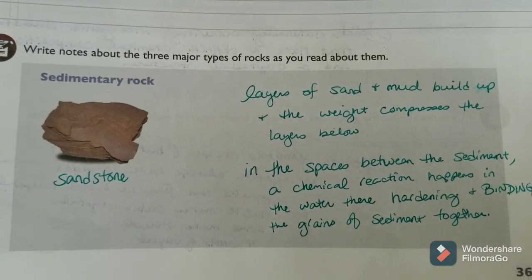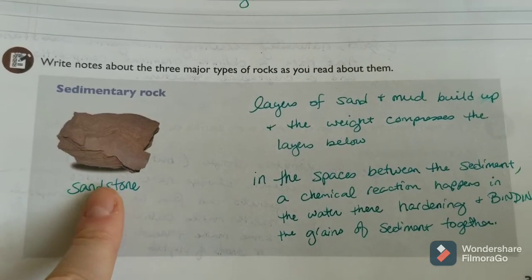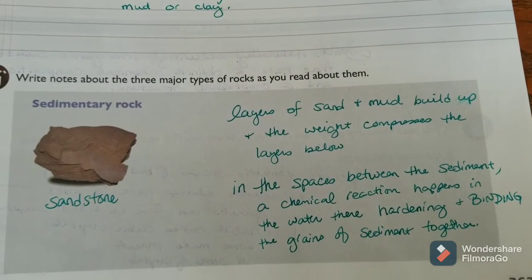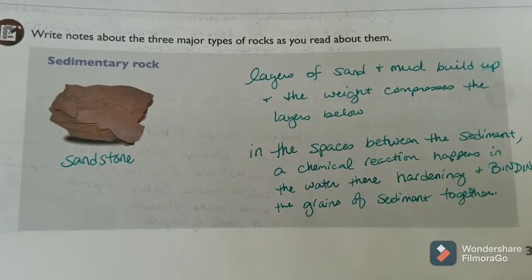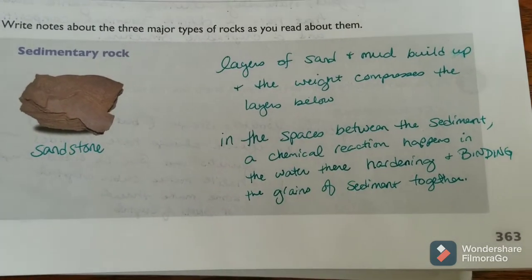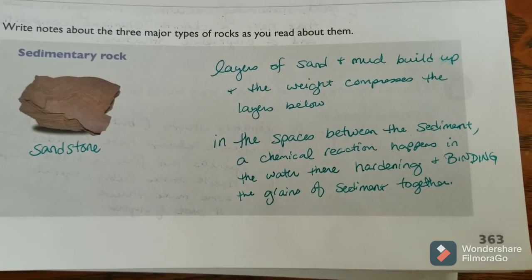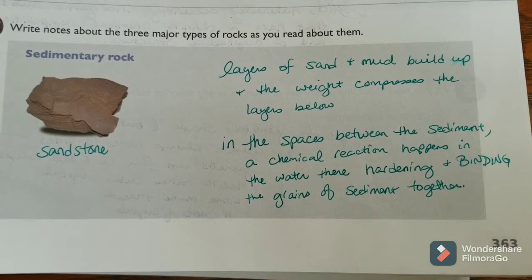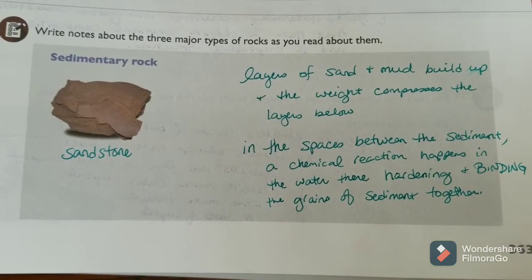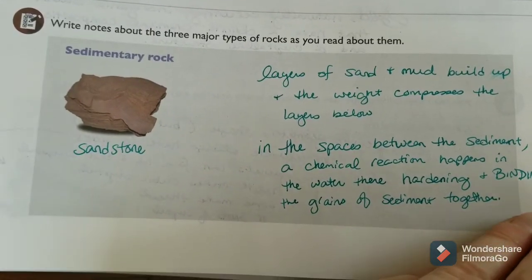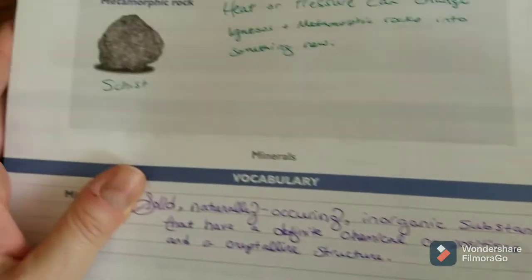All right. Sedimentary rock. This particular one is sandstone in the picture. Layers of sand and mud build up, and the weight compresses the layers below. And in the tiny little spaces between the sediment, a chemical reaction happens in the water there, hardening and binding the grains of sediment together. Isn't that awesome? That's how sedimentary rocks come about. If you ever wondered, where do baby sediment rocks come from?